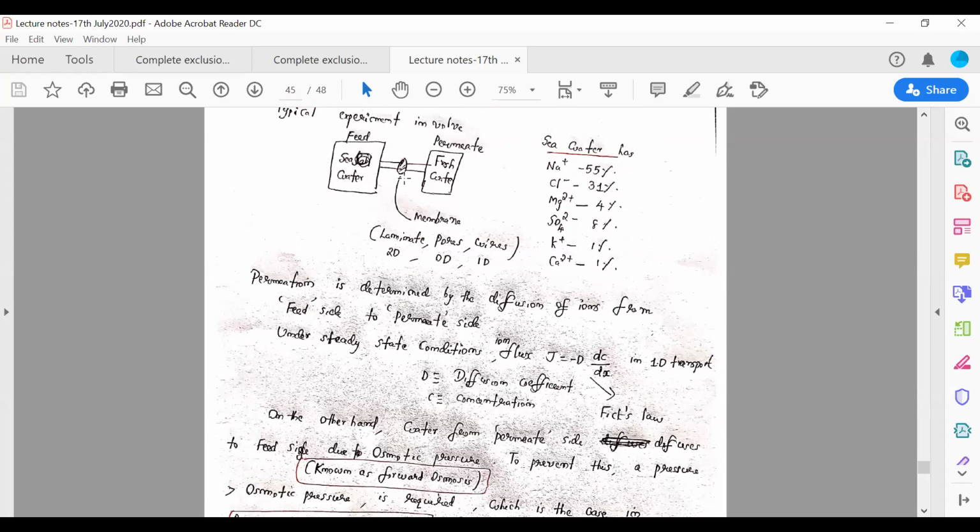So typical membranes have these kinds of forms. The channels can be 2D, as we have discussed. Graphene oxide is a 2D laminate. You can have pores, nanopores or sub-nanometer pores, which are 0-dimensional. And you can have 1-dimensional wires like carbon nanotubes.